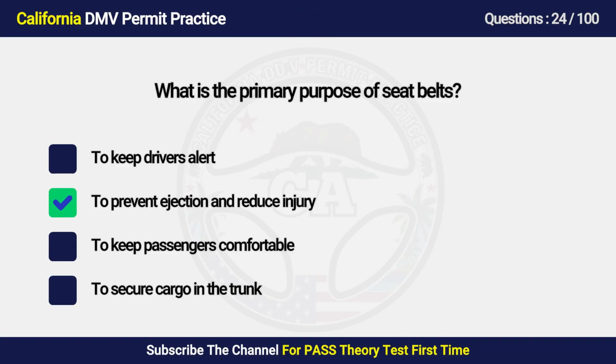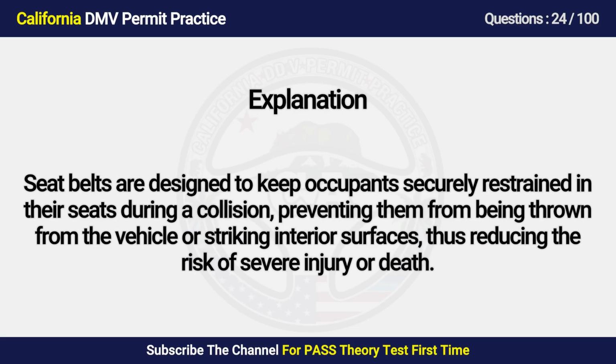Answer is B. To prevent ejection and reduce injury. Seat belts are designed to keep occupants securely restrained in their seats during a collision, preventing them from being thrown from the vehicle or striking interior surfaces, thus reducing the risk of severe injury or death.